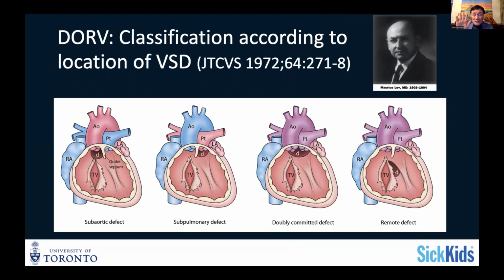Okay. So the classification of DORV we usually use, as we discussed already, was described a pretty long time ago, already 50 years ago, by Dr. Maurice Lev. Great, but the issue is that there are a lot of transitional things. Not every case can be put into one category. There are cases not able to be in one, or it could be the other type. That should also be clearly understood.